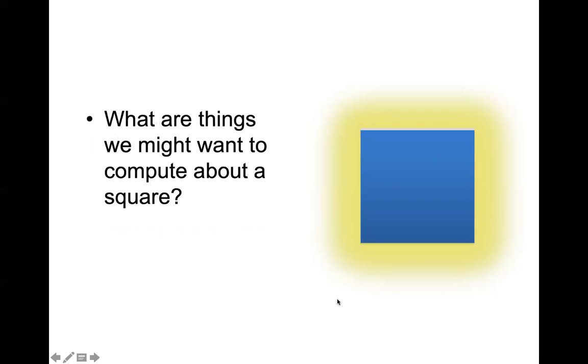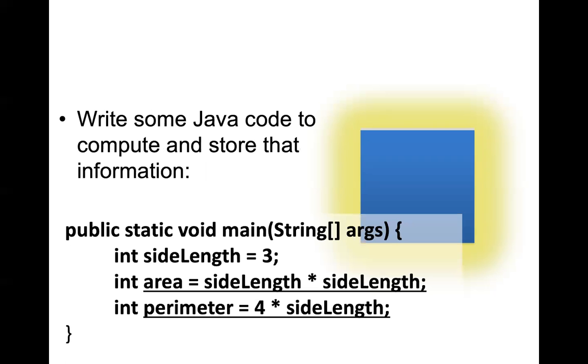So now that we have some data which stores what we cared about the square, we want to ask, what is it that we might want to compute about the square? What do we want to do with this information that we've written down about the square? For example, we might want to compute the area of the square and compute the perimeter of the square. Let's look at that in a little more detail.